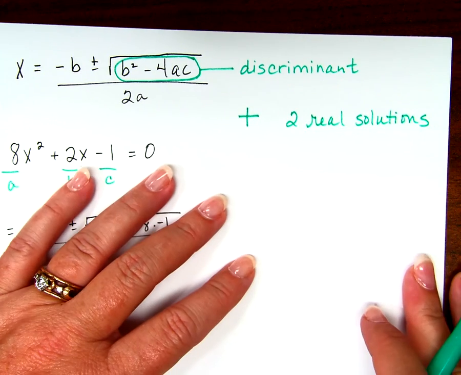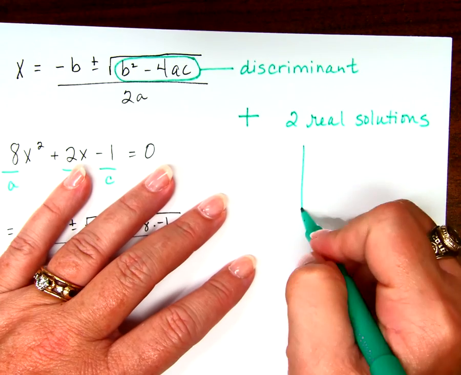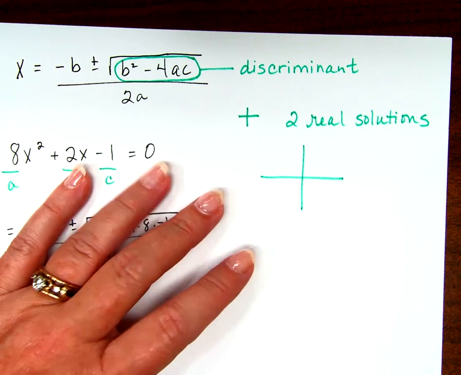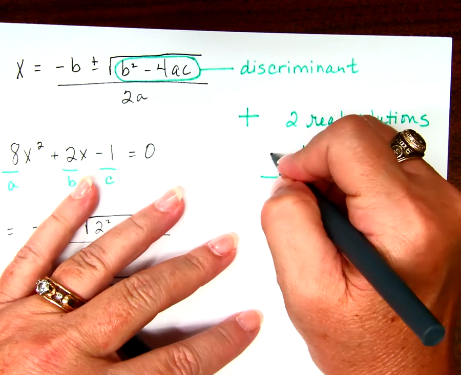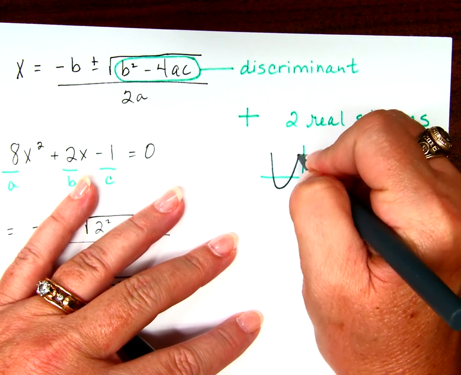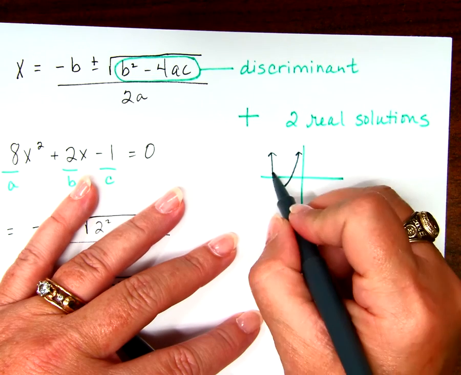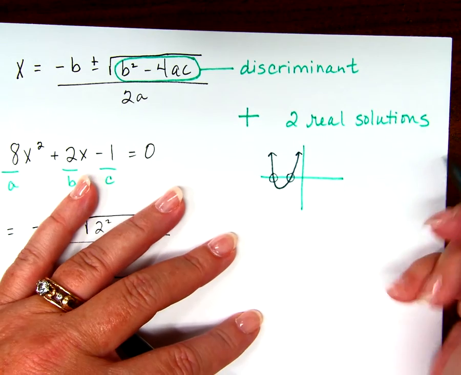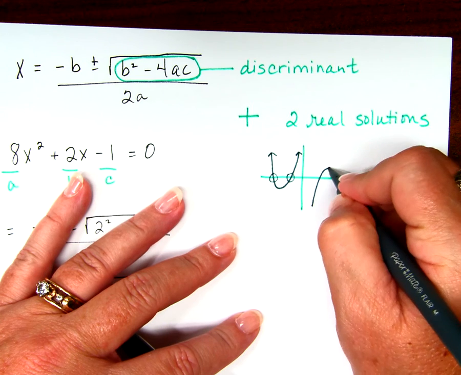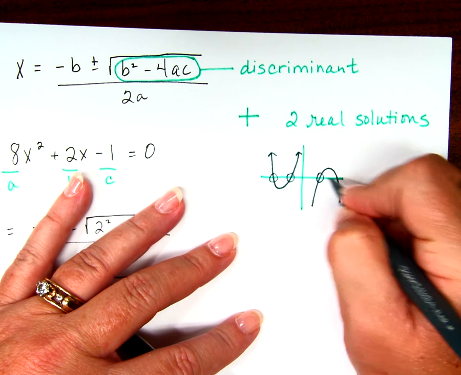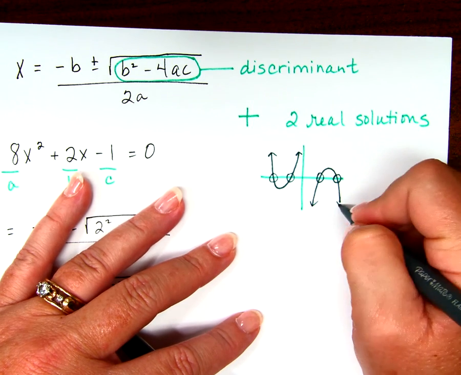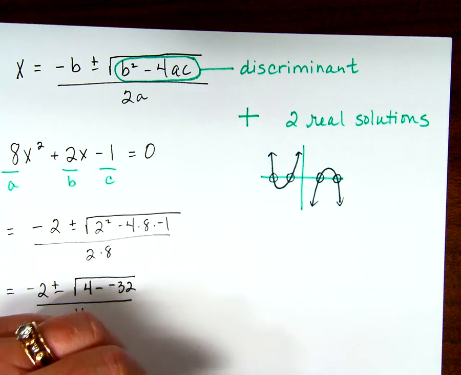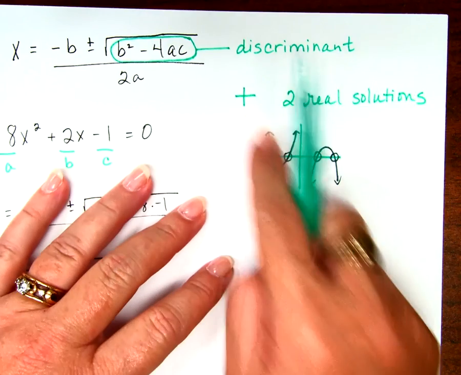Do you remember that? So if I graph it, it might look something like this. Here's the solution, here's the solution. Or maybe it opens down. Here's the solution, here's the solution. Does that make sense? What's another possibility if it's not positive?